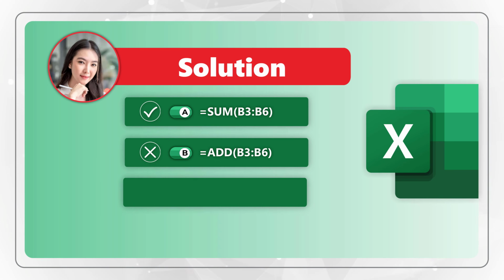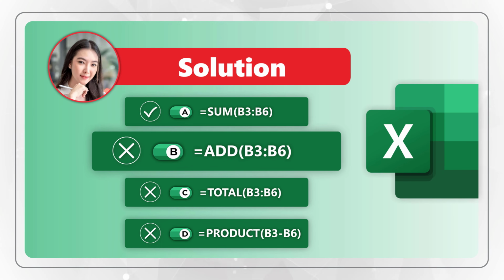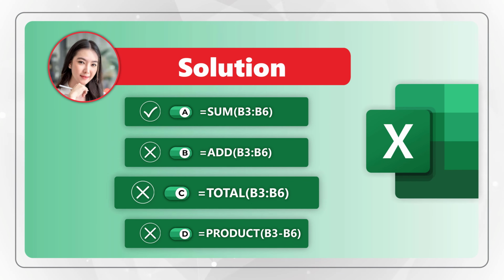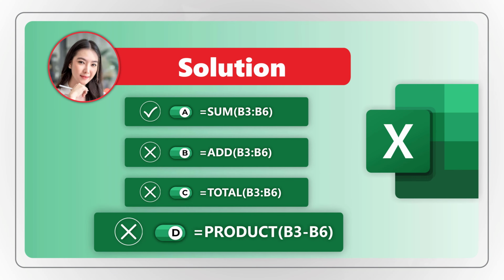Let's look at why other options are incorrect. Option B, ADD(B3:B6), is not a valid Excel formula. Option C, TOTAL(B3:B6), is also not a valid Excel formula. And choice D, PRODUCT, will multiply the values in the range B3 through B6 together, and it will not give you the total sales for 2022.